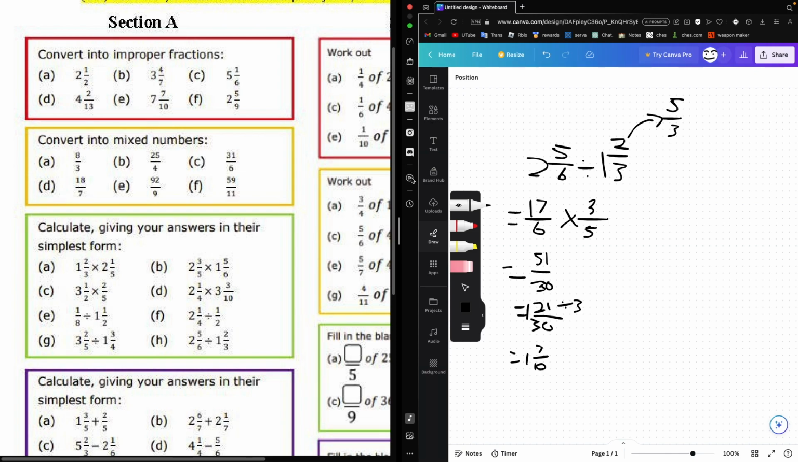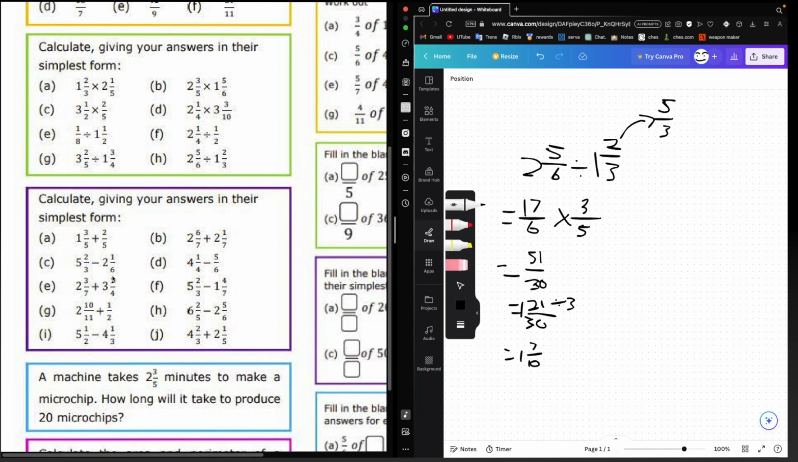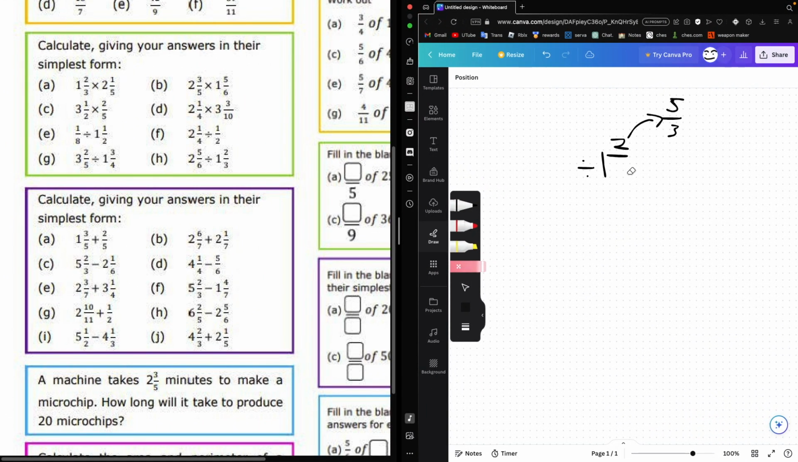Okay, let's move on to the fourth box. Okay guys, now we're gonna do the fourth box. Calculate plus and minus. Okay, so plus and minus is a little bit more complicated. Okay, so let me give an example. So this is a simple question from A. So it already gave us the same denominator, which is very simple to do.